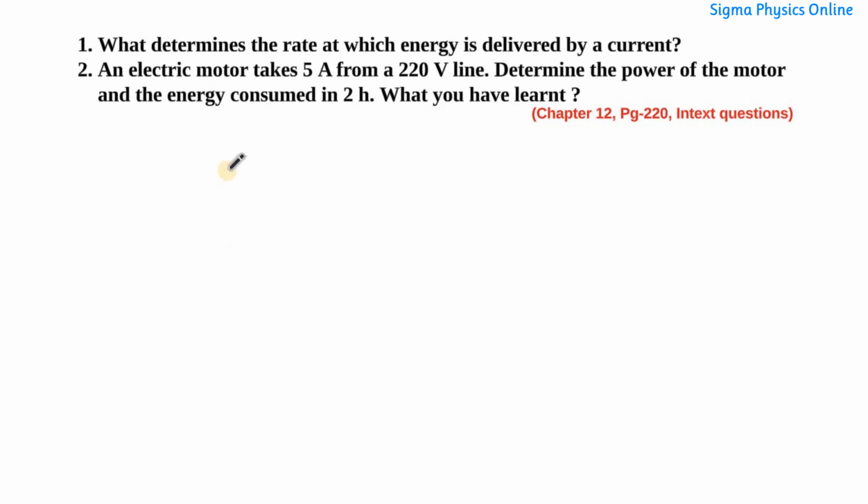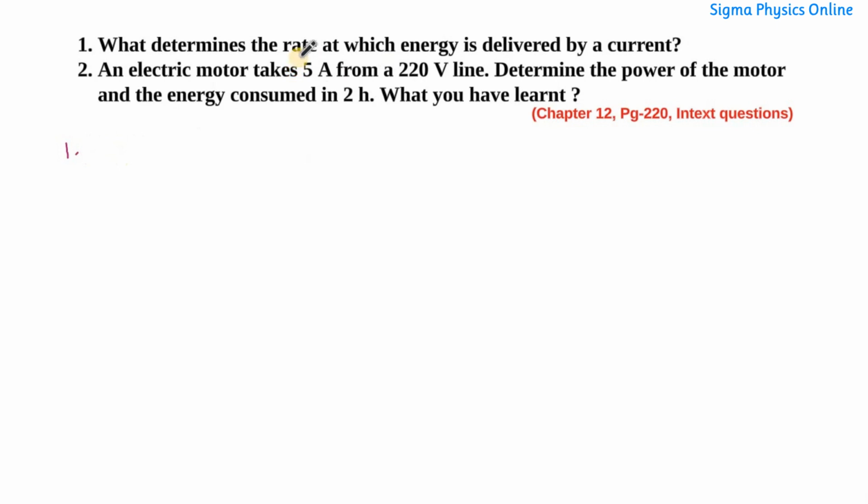The first question is what determines the rate at which energy is delivered by a current? The second question is an electric motor takes 5 ampere from a 220 volt line. Determine the power of the motor and the energy consumed in 2 hours. Alright, so let's solve the first question.